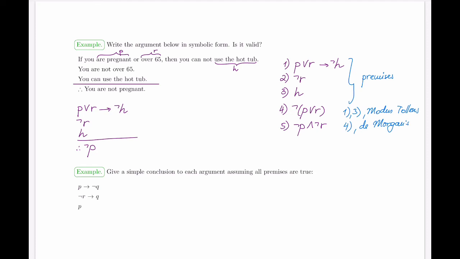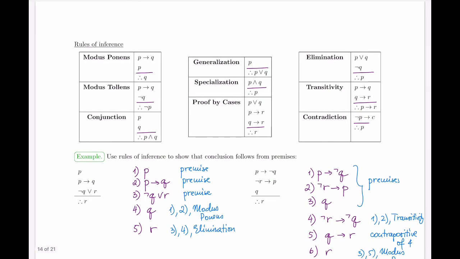Okay, once I have that, it looks like I'm in good hands. Again, keeping my eye on the prize here, thinking of the fact that I would like to draw not P as a conclusion, I wonder if I can already do that. Because what I have is not P and not R. So I have two things connected with an and, one of which is the conclusion that I would like to actually get at. Let's take a look at the rules of inference here and remind ourselves of the specialization.